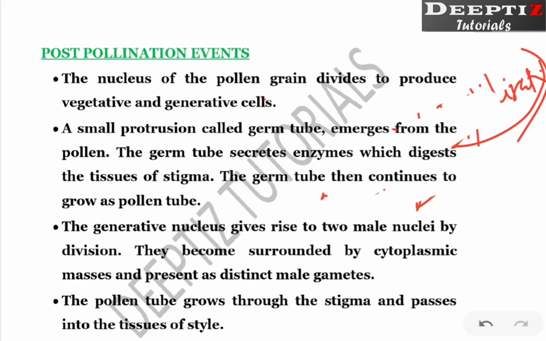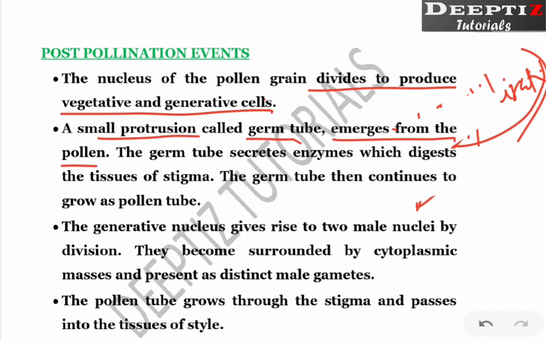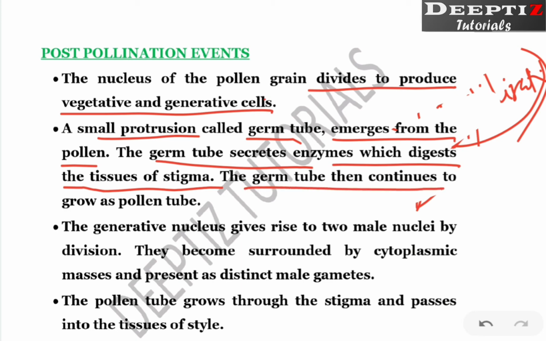The nucleus of the pollen grain divides to produce a vegetative and a generative cell. These things we have already seen when we studied the structure of the pollen grain. A small protrusion called the germ tube emerges from the pollen. The germ tube secretes enzymes which digest the tissues of the stigma. The germ tube then continues to grow as the pollen tube. Hope you remember the structure.